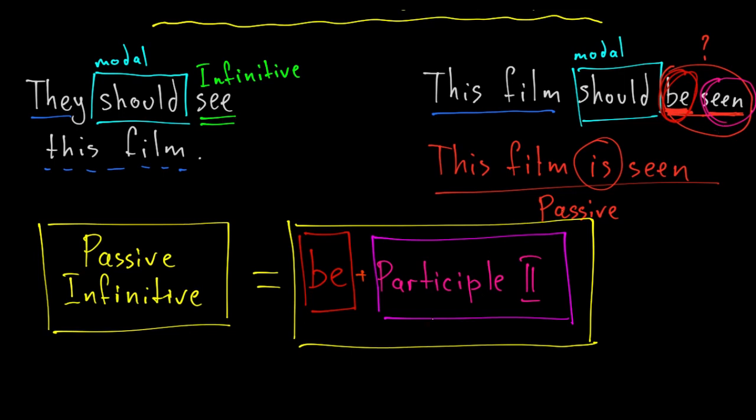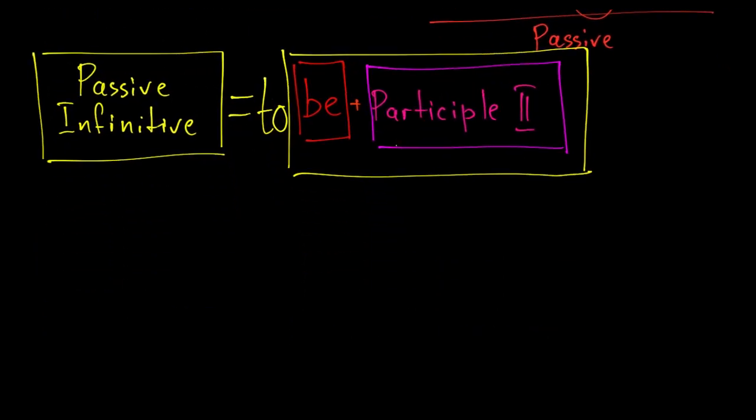Quite easy. Of course, if we don't use a modal verb, we always use to before passive. So here it is more suitable to put to before be, but we don't use to before be seen just because of this should. And this is it. Passive infinitive. Very easy. Well, perhaps some of you are suspicious. Is it really so easy? And of course you're right. It is not so easy.